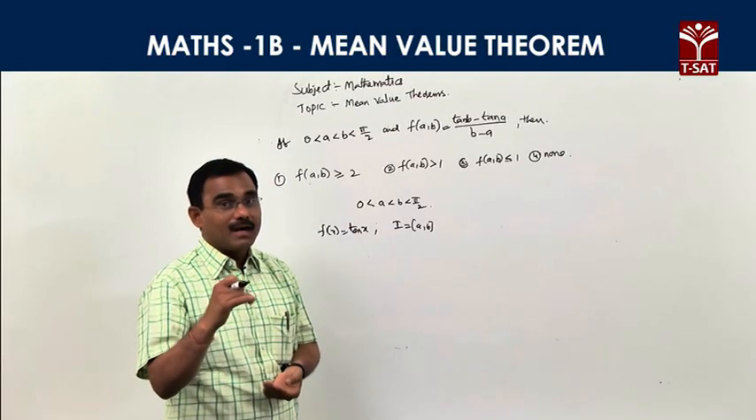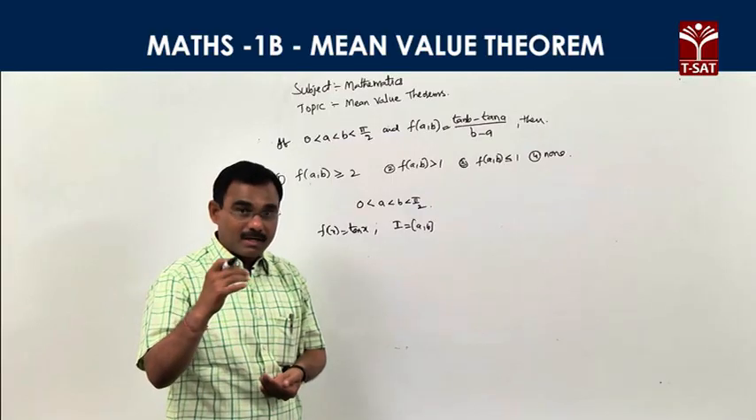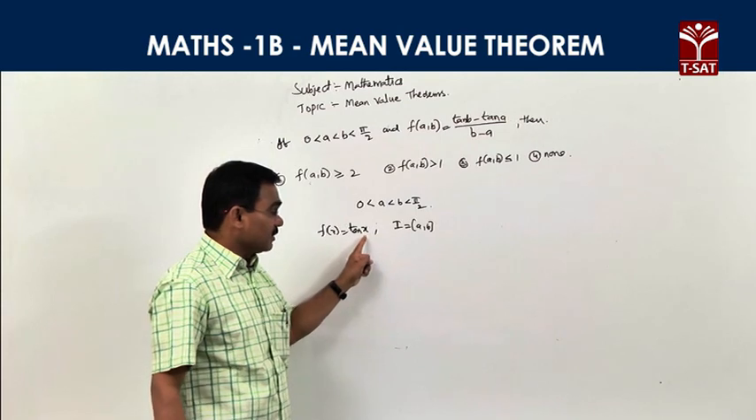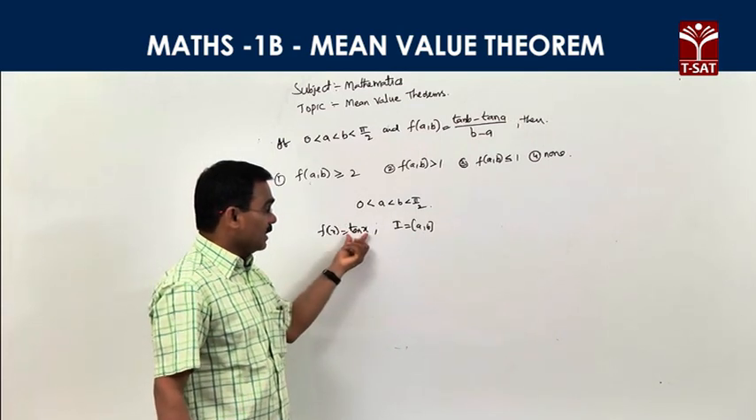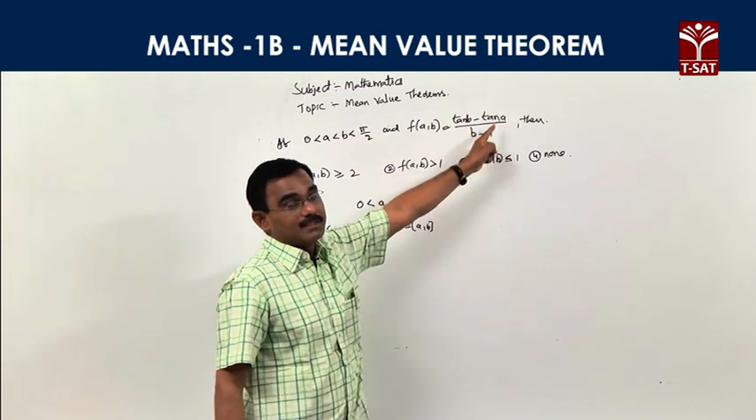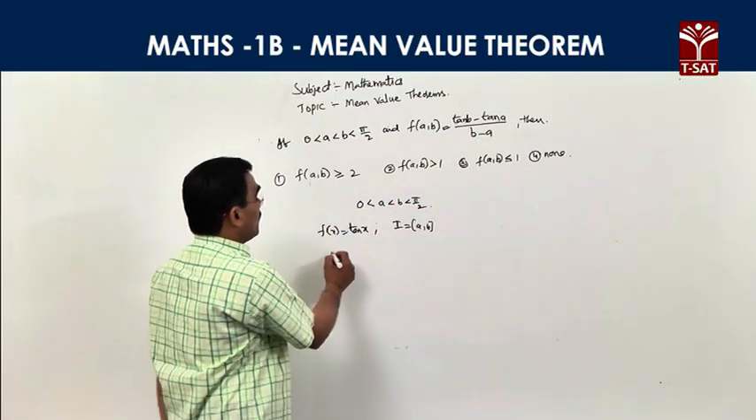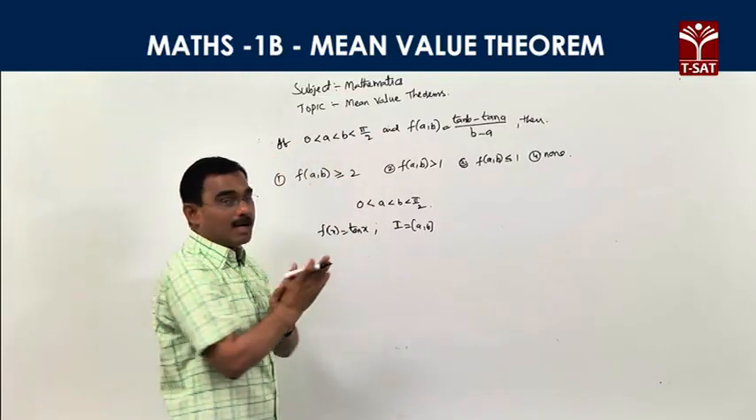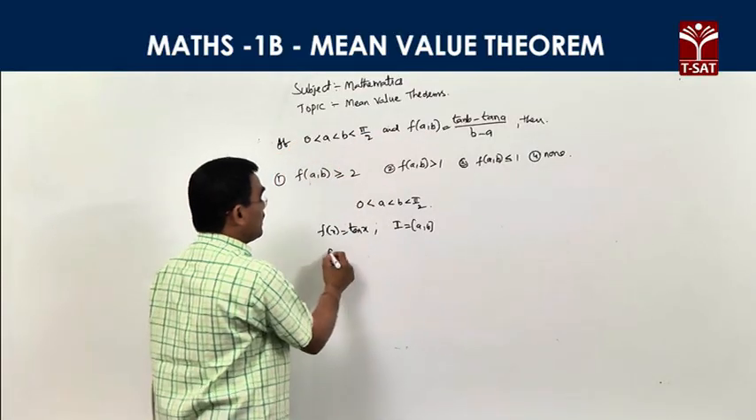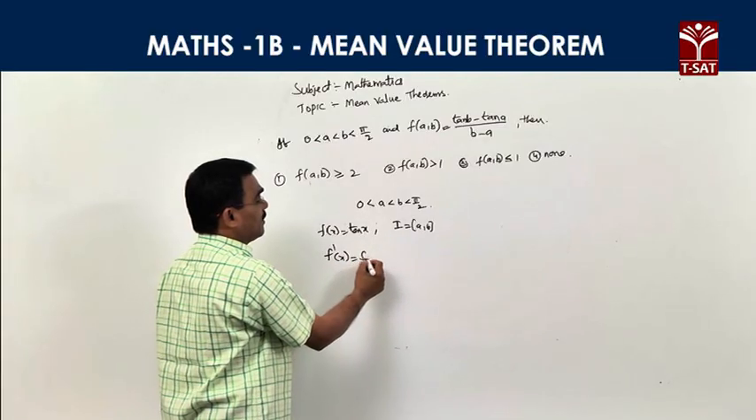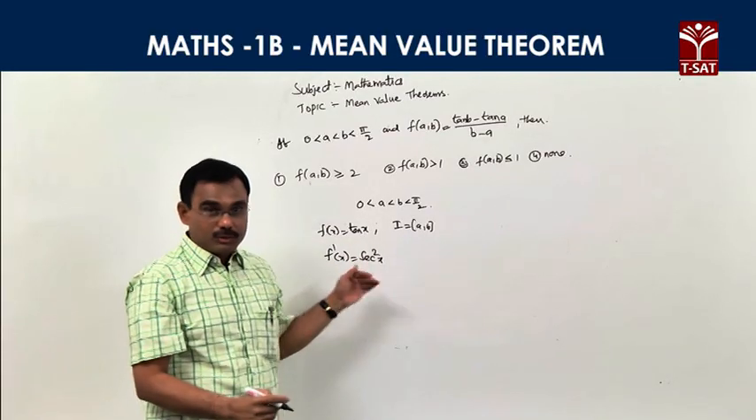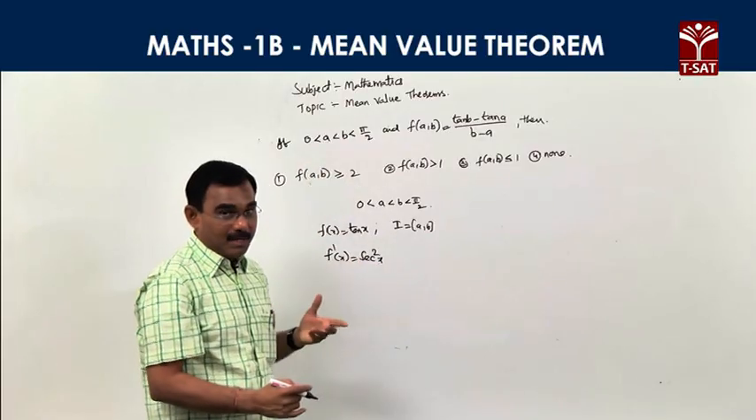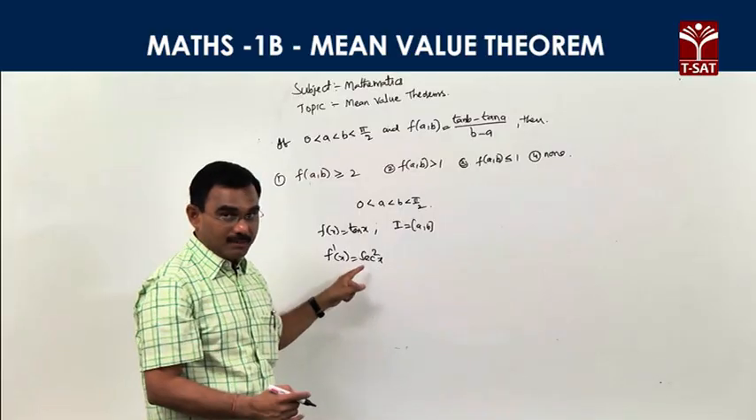Now see the conditions of Lagrange's theorem. The given function is f of x equal to tan x, on the interval I equal to a, b. Observe that tan x is a continuous function in the open interval 0 comma pi by 2, and also f dash x equals secant square x, which is also defined in the open interval 0 comma pi by 2. So f is continuous and differentiable.